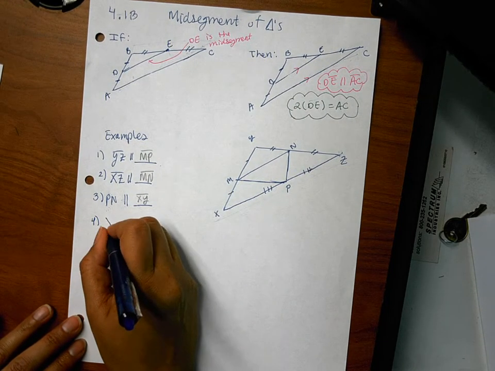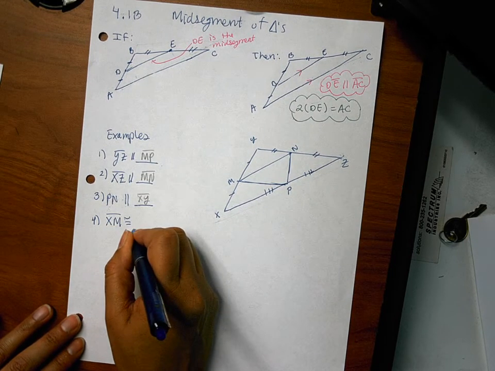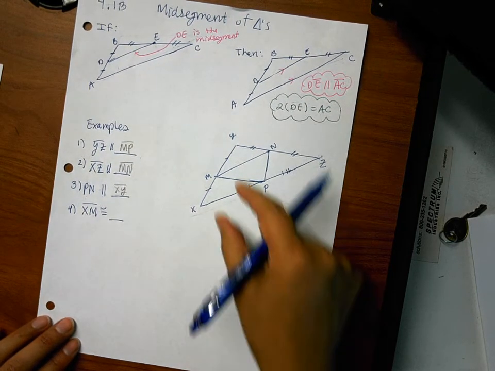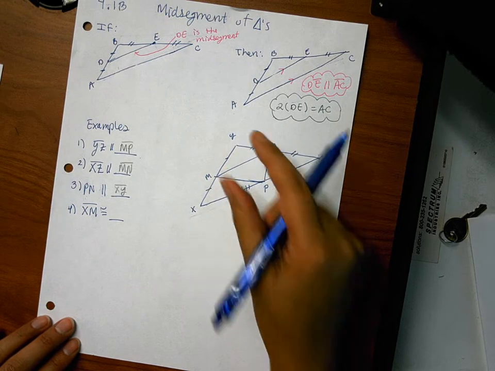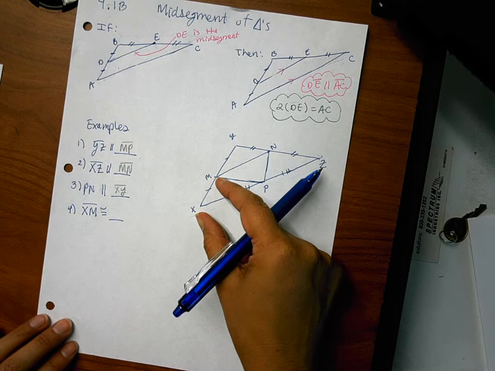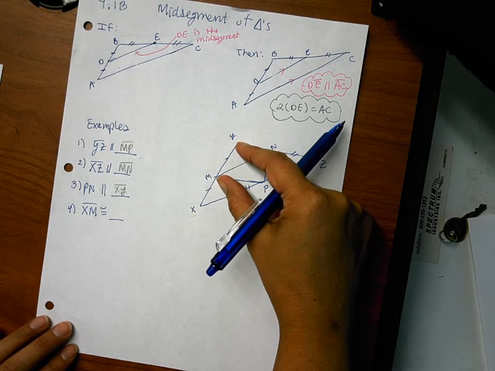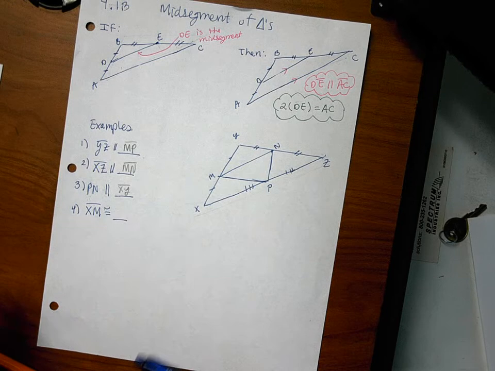XM is congruent to what? Okay, where's XM? That's this piece here. Do you see the tick mark? XM is congruent to, sorry, XM is congruent to YM or MY.